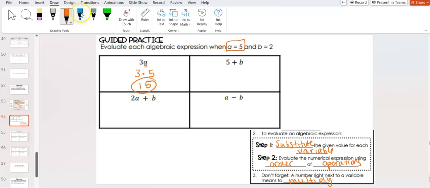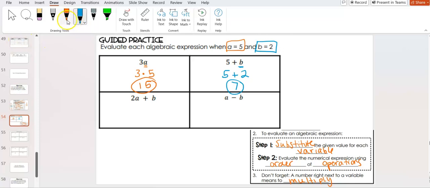Okay, so now let's do the next one. So here we have 5 plus b. We know b is 2, so I'm going to replace. I'm going to substitute b with the number 2. Now our problem is 5 plus 2. That's 7.